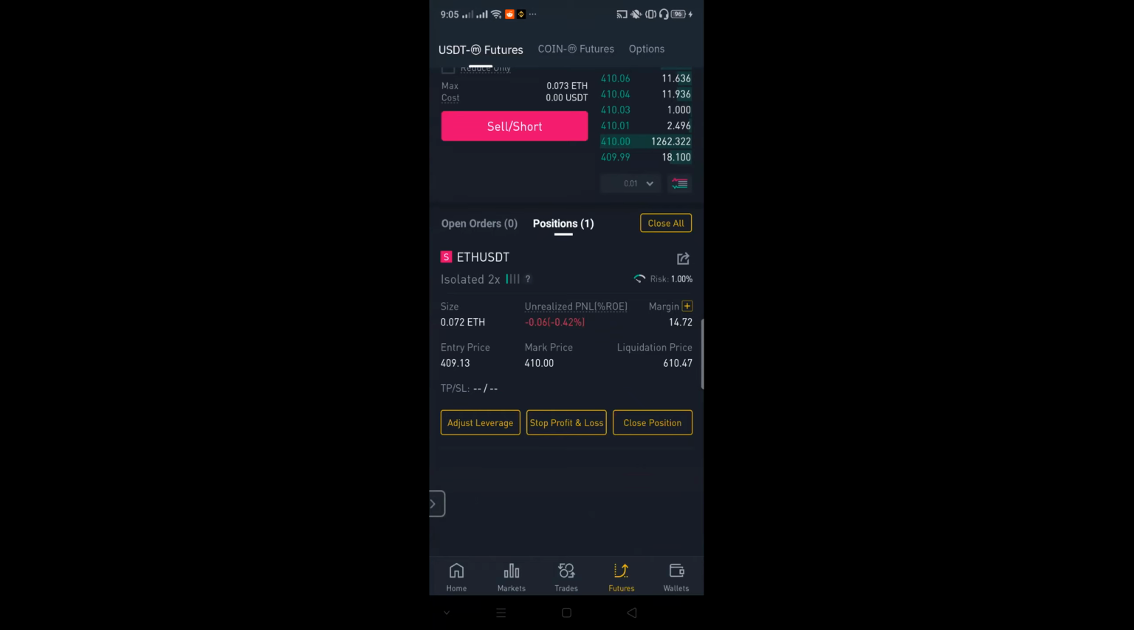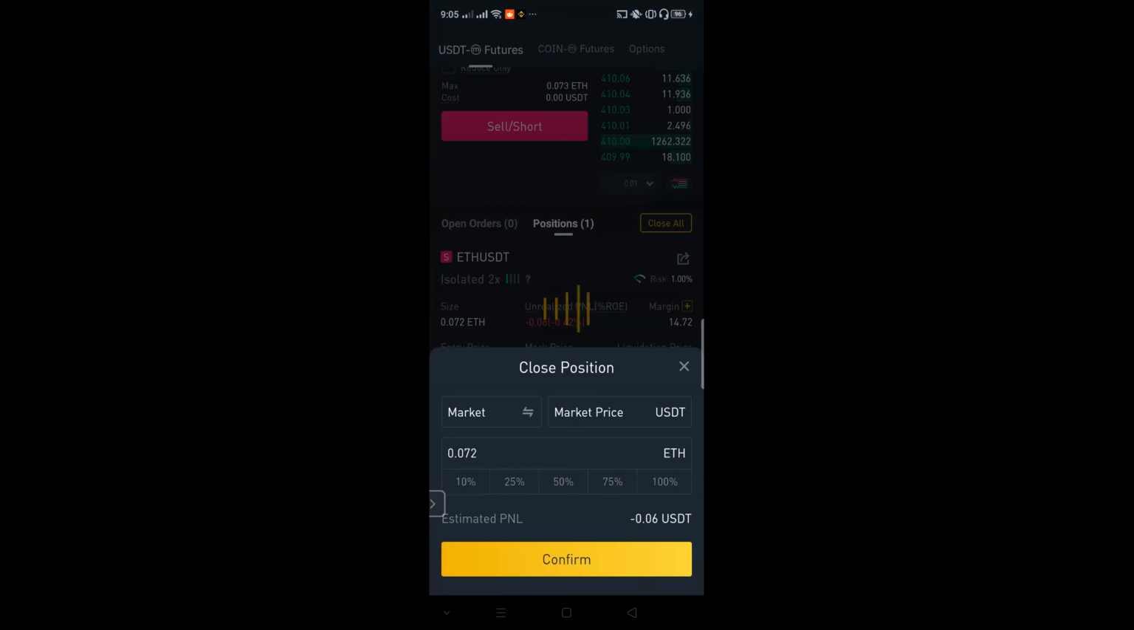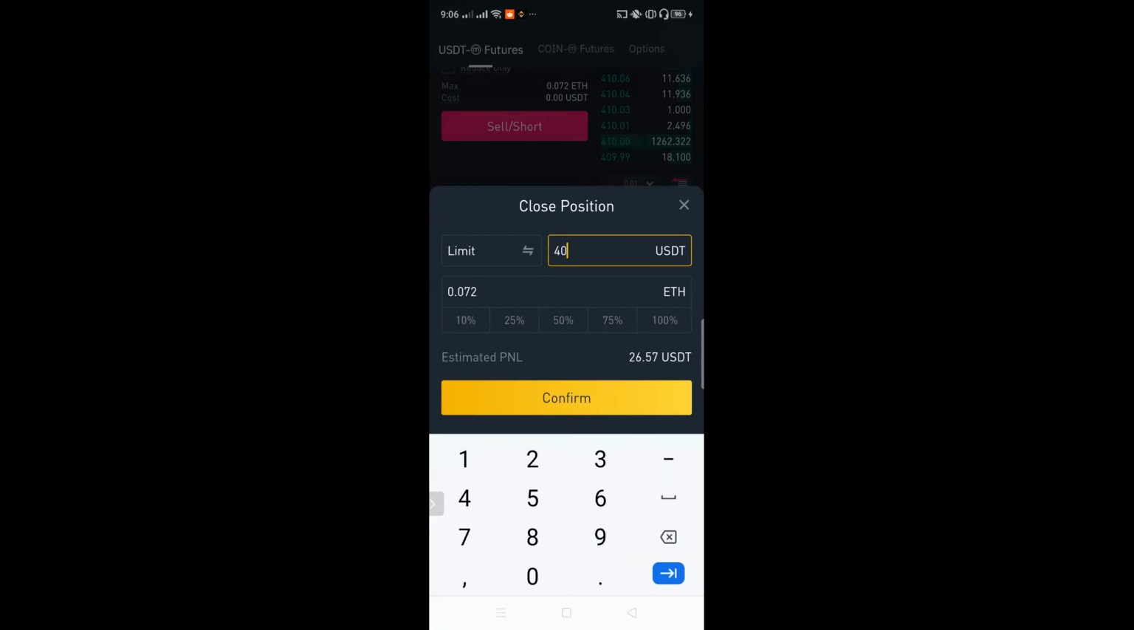Now, what happens if I want to close this market now? I go to close position. If I close now at the current price, I will be losing 6 cents. But if I want to close, I want to set a new close, apart from my take profits. Don't forget I picked 405 as my take profit. Let's assume I want to close it before 405.